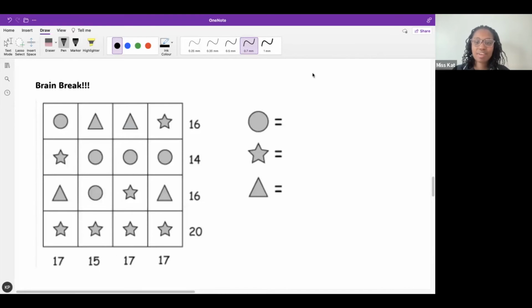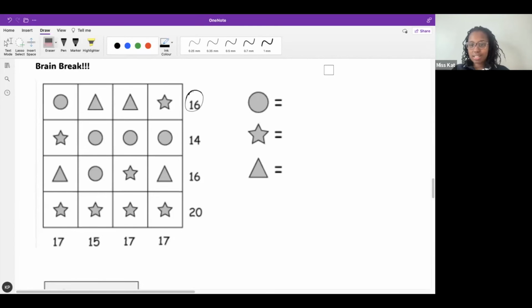There we go. Now I need to find out the value of all these shapes. Let us find out the value of all these shapes. So I want to know how much the circle, star, and triangle is using this information. So the way this table works, going that way, the answers are on the right. So that means that the circle plus the triangle plus the triangle plus the star equals 16. Okay, and then going down, the answer is at the bottom. So the circle plus the star plus this, there we go. Someone has given me somewhere to go. Star is 5.